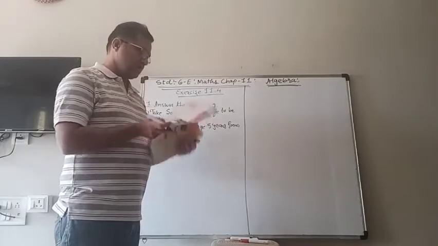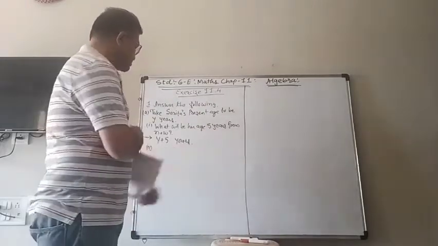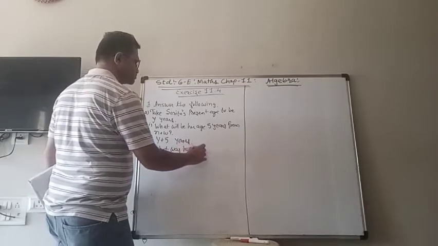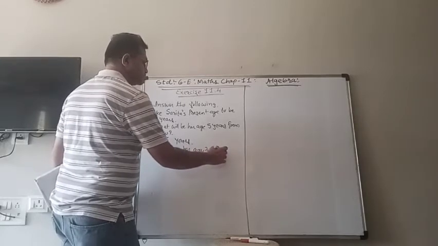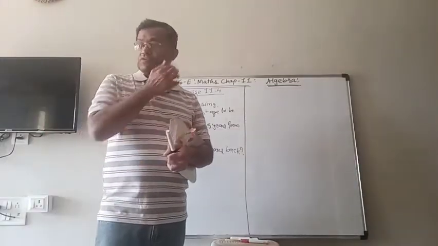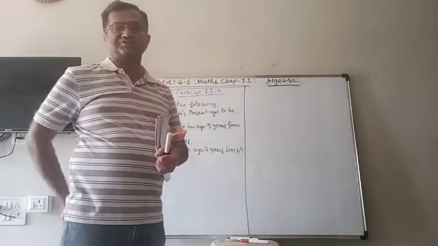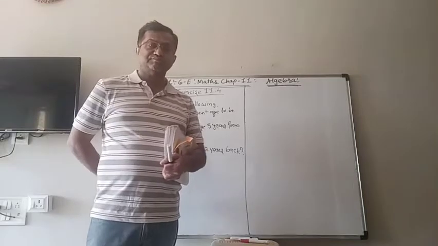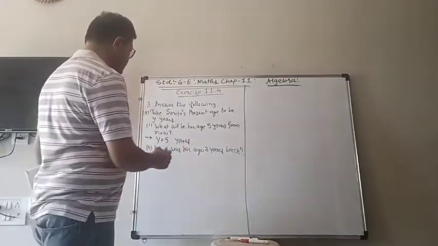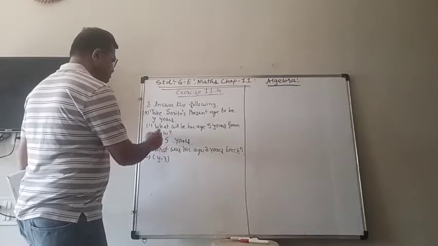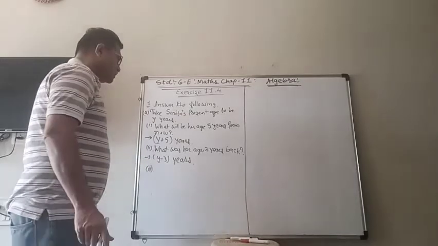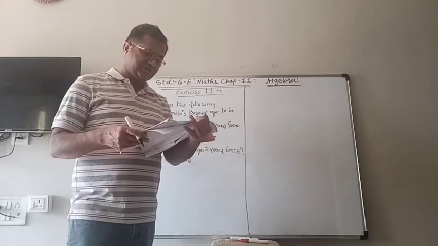Second question is, what was her age 3 years back? 3 years back means before 3 years. So if you are 11 years now, before 3 years, your age will be 11 minus 3, that is 8. But here it is Y. So in place of 11 we have to put Y. So it will be Y minus 3 years. So before 3 years, her age was Y minus 3 years.